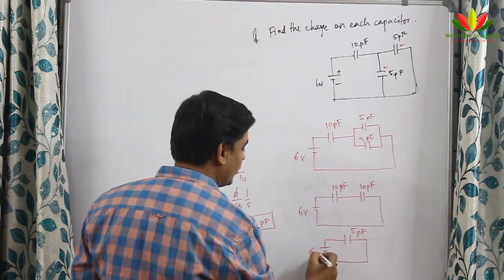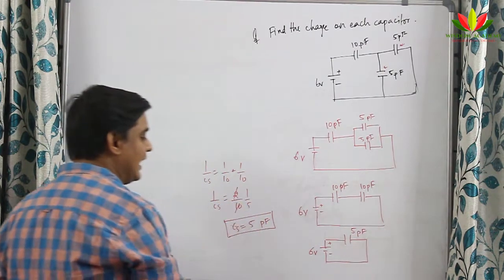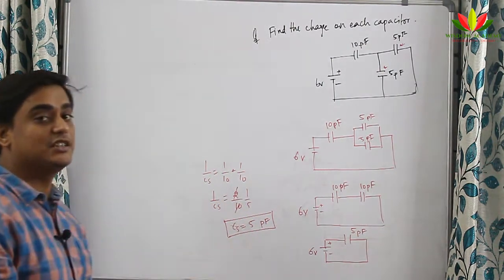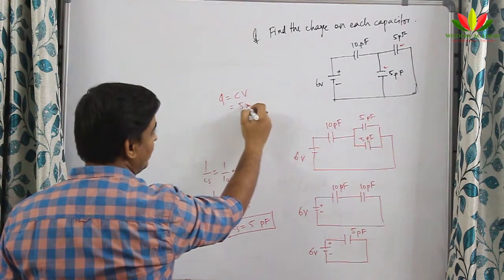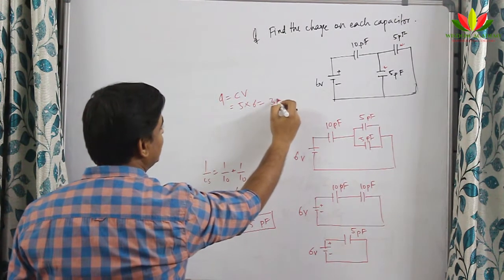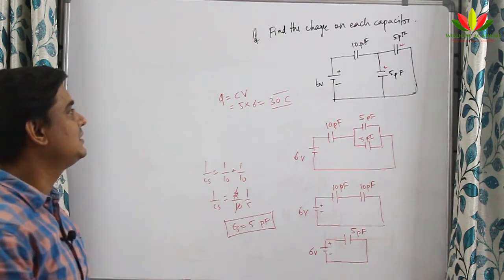This is having a 6 volt battery, plus and minus. With this 5 picofarad and the 6 volt battery, how much charge will it create? We know that Q is equal to C into V. What is C? 5. What is V? 6. So it is 30 charges, or I will write 30 coulomb Q. So 30 coulomb is the charge.